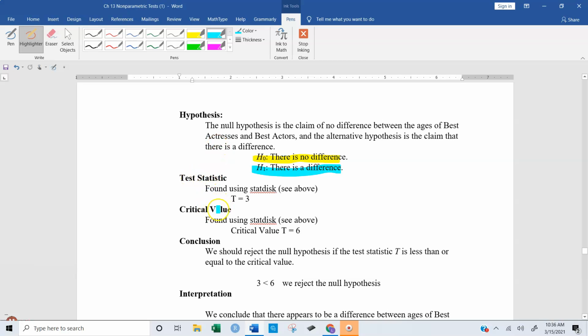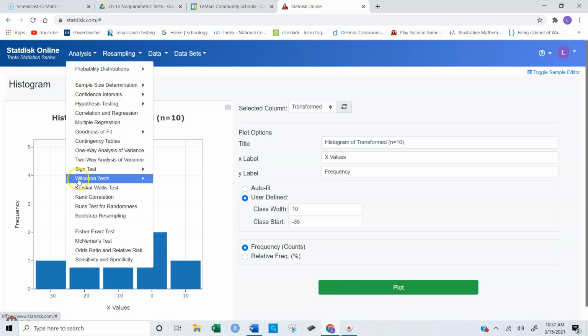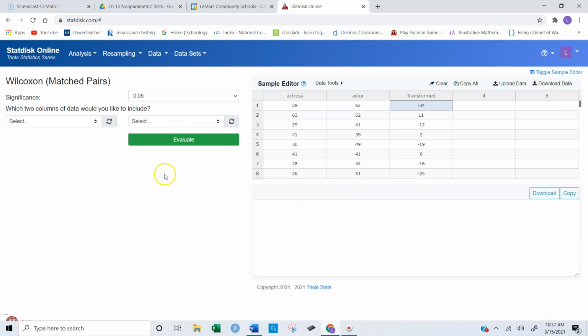I know by hand our stat disk should have been t is 2 because we only had 2 positive. But our calculation on stat disk is going to give us 3. So let's get back to stat disk. When you go here, you're going to go to analysis. Now we've got our Wilcoxon's test on the bottom, and we have a matched pair.